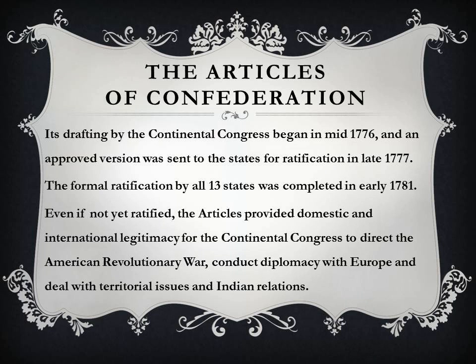Its drafting by the Continental Congress began in mid-1776, and an approved version was sent to the states for ratification in late 1777, so a year after the Declaration. The formal ratification of all 13 states was completed in early 1781. Now notice the gap. Very interesting, the fact is that it took them a while even to get these articles together and get them all ratified, all of the colonies.